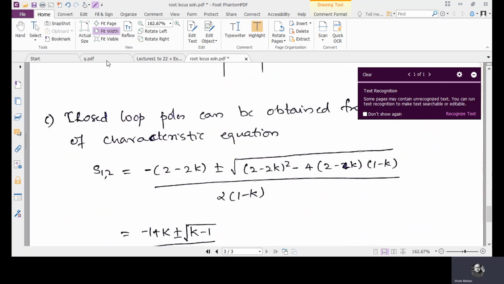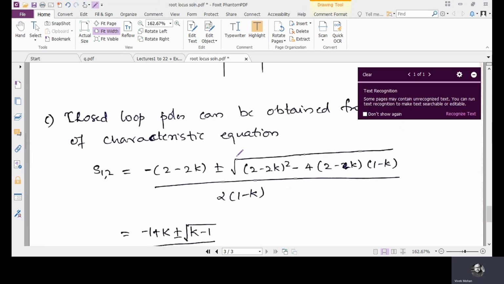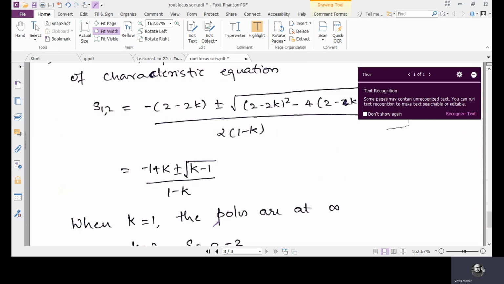Now, what is part C? Find the position of closed loop poles when k equals 1 and k equals 2. Obviously, we know the closed loop characteristic equation here. From the closed loop characteristic equation, it's a quadratic equation, and solving for s will give you minus b plus or minus root of b square minus 4ac by 2a, in which this expression will contain k, right? So k values are given.